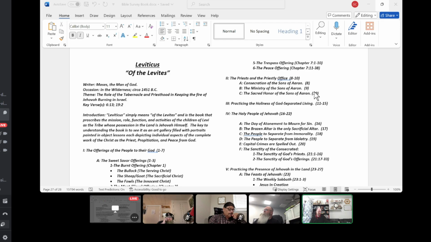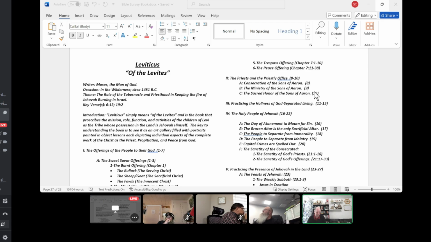Chapter 9, we begin to see the ministry of the sons of Aaron, and they begin to perform their sacred, sacerdotal duties in the house of God. And as they are doing this, they are preparing the first offerings that will go on the brazen altar. They take a bullock, a ram, a kid of the goats, a young calf and a ram, and they have all of these burnt offerings that they are preparing for the first sacrifice in the house of God.